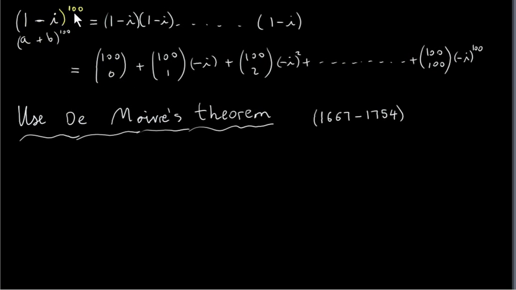The way we would actually do this calculation in practice is to use a famous formula by Abraham de Moivre, also known as de Moivre's theorem. To use de Moivre's theorem, we first of all write our complex number in polar form.